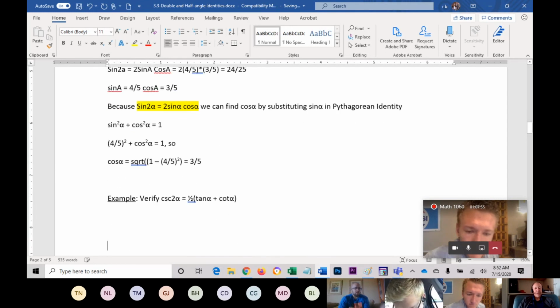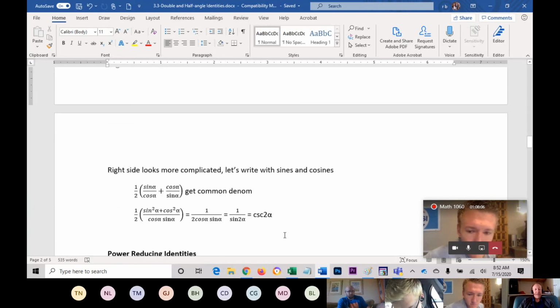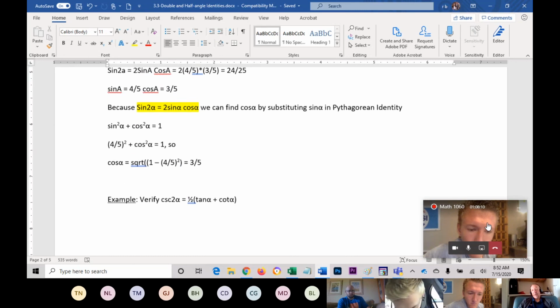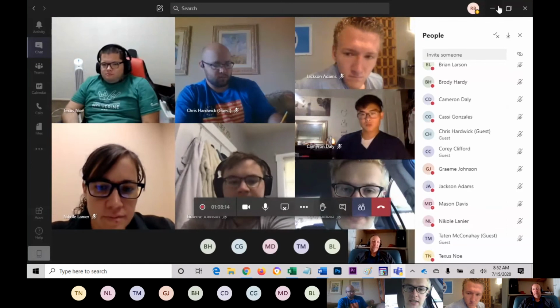All right, so here's another one. Verify the cosecant of 2 alpha equals 1/2 the tangent of alpha plus the cotangent of alpha. So whose turn is it now? It must be Graham's turn.